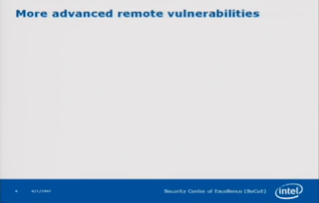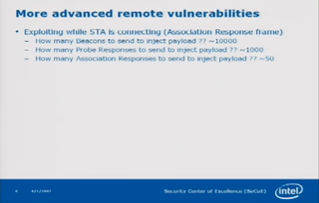All right, so those were very simple facts about fuzzing and exploiting vulnerabilities in the wireless LAN drivers. But let's discuss more advanced remote vulnerabilities. First of all, we considered just the beacon frame, but the driver may not have any vulnerability while processing beacon frames. So it is sometimes necessary to inject other types of frames, for example, the association response frame.